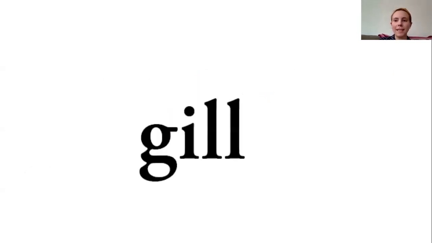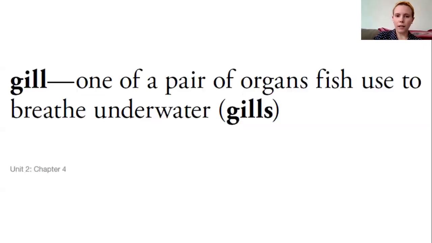All right, this next word is gill. We know that sometimes when G is followed by I, E, or Y, it says the J sound. This one does not. So this word is gill. Gill. It's 1 vowel sound, that letter I. And a gill is one of a pair of organs fish use to breathe underwater. If you have more than 1 gill, you add an S suffix to make it gills.